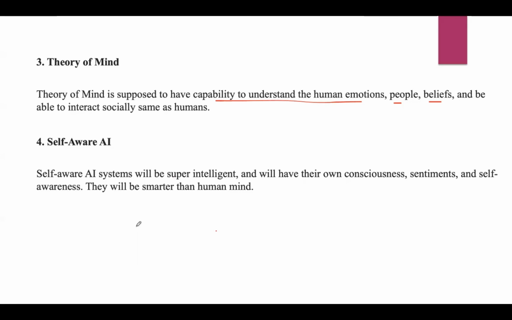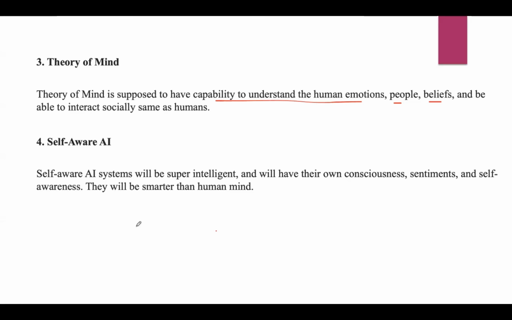And the last one is self-aware AI. These systems will be super intelligent. They can have their own consciousness. They'll have their own sentiments and self-awareness also. So we can say that they will be much smarter when compared to humans.